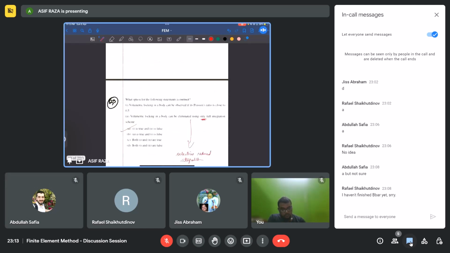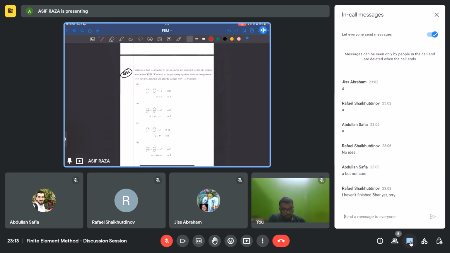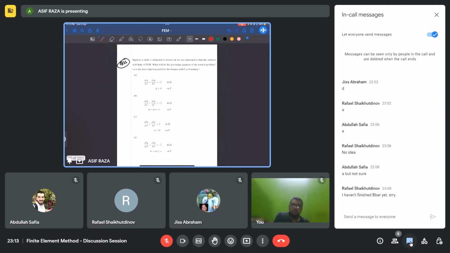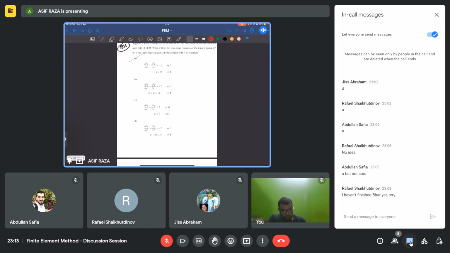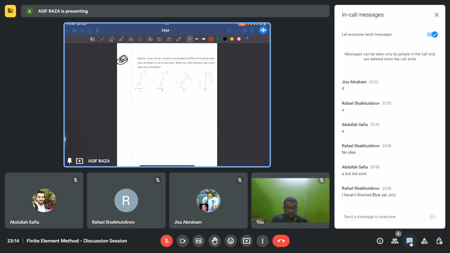Okay, so now moving on to the questions, the solution of assignment 10. This is quite easy. This was discussed in the last session also, so we can directly move on. The answer was option A. Next question: suppose we are solving a circular torsion problem in FEM and we found the shear stress distribution across the radius. Which one of the following is the correct shear stress distribution?